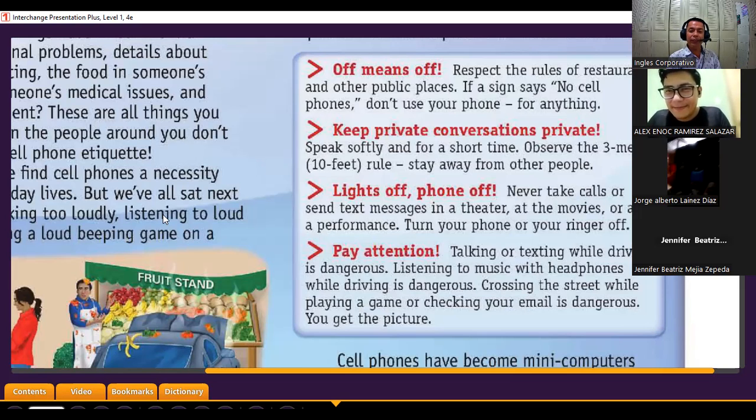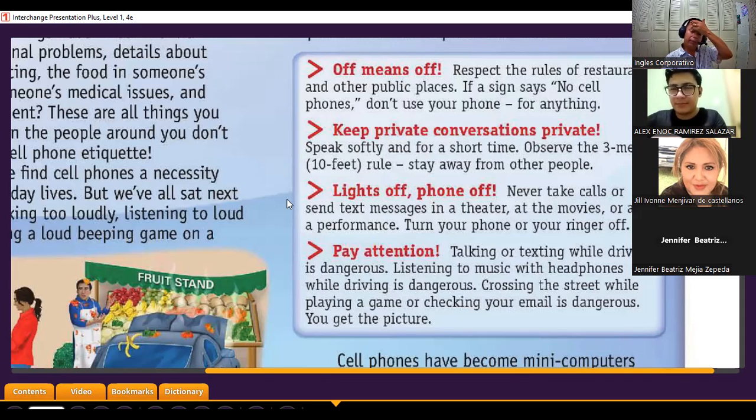The next one, right? Keep private conversations private. Who wants to read? Volunteers, please. Okay, your teacher. Thank you, Jill. Read, please. Okay. Speak softly and for a short time. Observe the 3 meter rule. Stay away from other people.